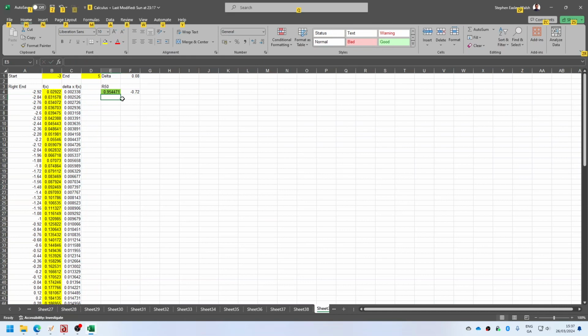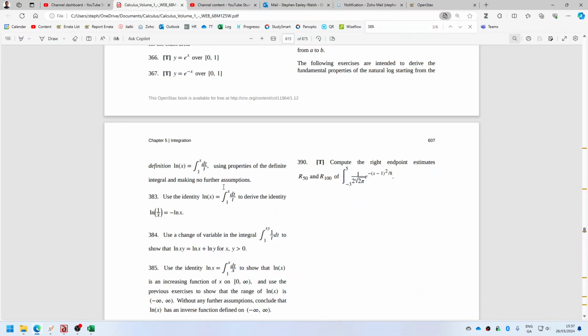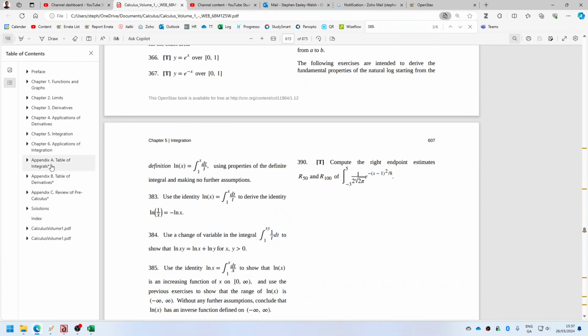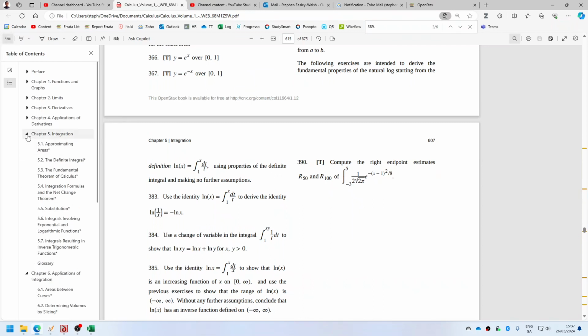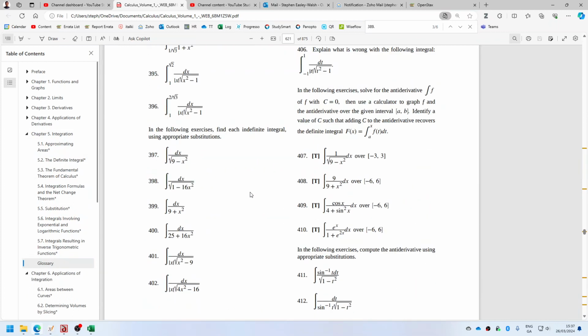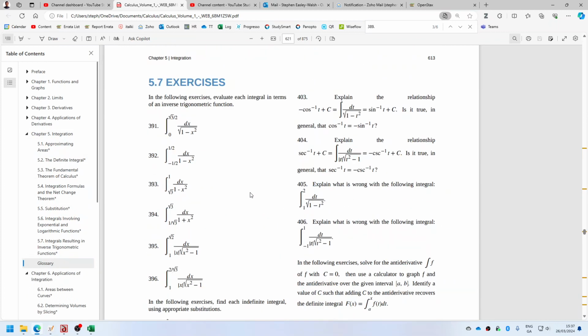Nearly the same thing. Great. And that is nearly the end of the chapter. Next, we are on to this stuff.